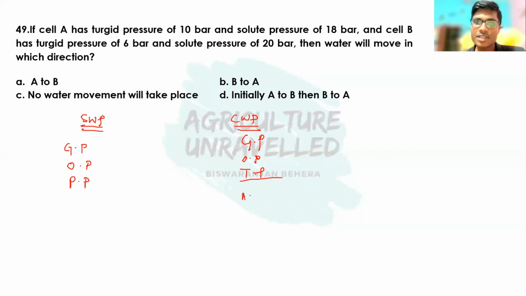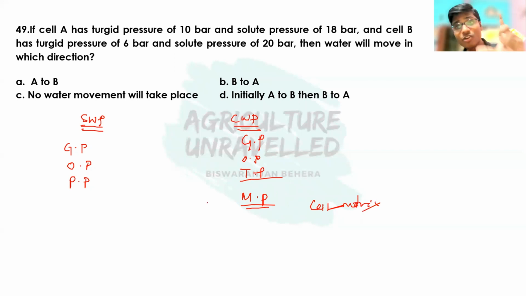And another extra thing is matric potential, because this matric potential is due to the cell matrix, and in soil there is no cell matrix. That is the reason in soil matric potential is not there. Actually in soil matric potential is there, but that matric potential and this matric potential are different. Okay, so now we'll discuss one by one.